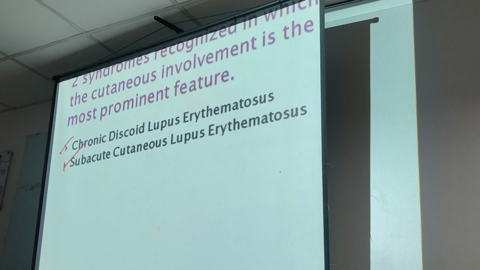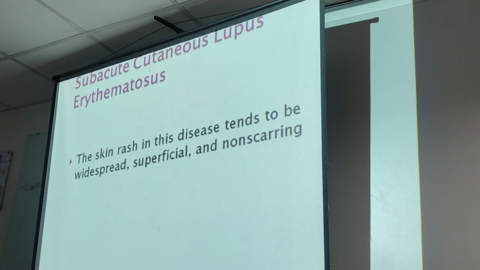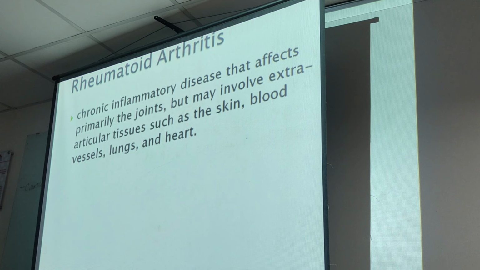Two syndromes are recognized within the same spectrum as SLE, but these are predominantly cutaneous: chronic discoid lupus erythematosus and subacute cutaneous lupus erythematosus. Chronic discoid lupus erythematosus is characterized by skin plaques showing varying degrees of edema, erythema, skin thinning, follicular plugging, and skin atrophy. Subacute cutaneous lupus is when the rash tends to be widespread, superficial, and non-scarring.